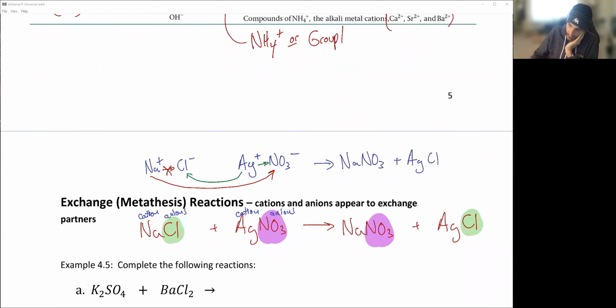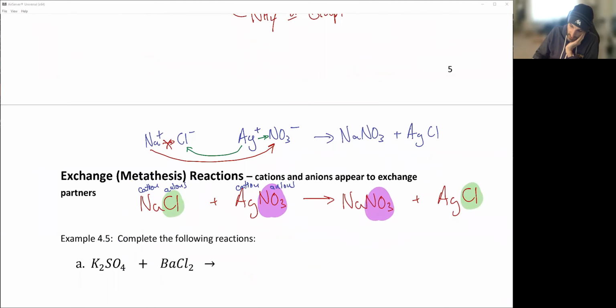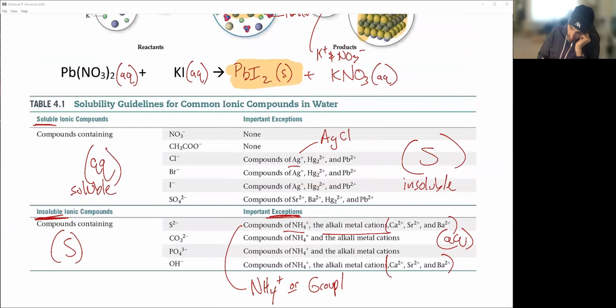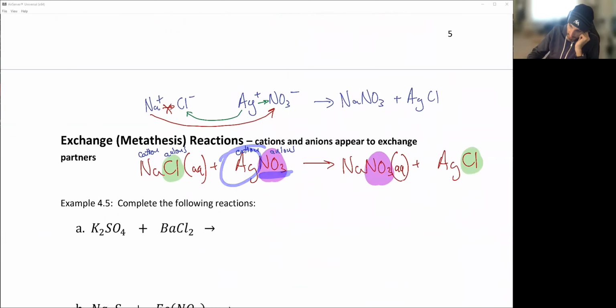So sodium chloride and NaNO3. We already know this answer because it's got group 1. We don't even need to check our solubility table because sodium is group 1, which means this is aqueous. Anything with ammonium ion or group 1 is going to be soluble. That means the same thing for sodium nitrate on the other side. Both of those are aqueous. Next up, let's take a look at silver nitrate. Again, we don't have group 1, but we do have nitrate. What do we know about nitrates? Nitrates are soluble and there are no exceptions. That means that my silver nitrate is in fact aqueous.